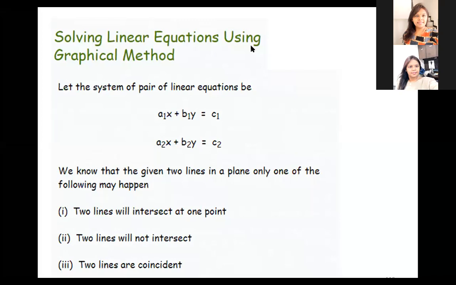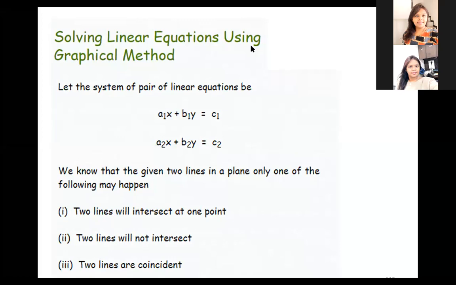Pay special attention here: when a linear equation of two variables is given, it always represents the equation of a line. ax plus by plus c is equal to 0 represents a straight line. So when you draw such an equation, you must get a straight line on your graph.